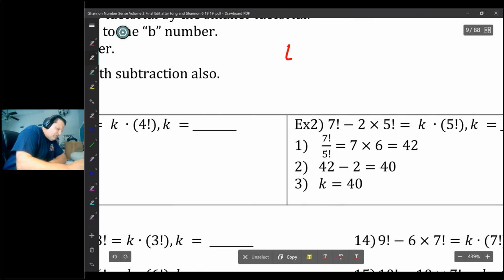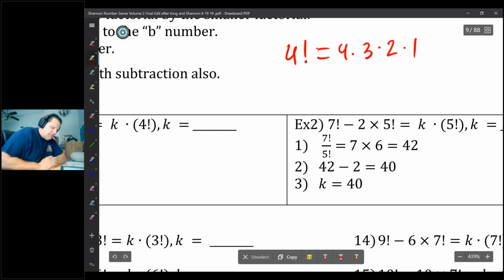If I have like 4 factorial, that just means 4 times 3 times 2 times 1. That's what that means. Okay, so 6 factorial would be 6 times 5 times 4 times 3 times 2 times 1, right?